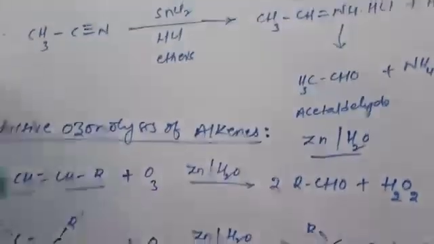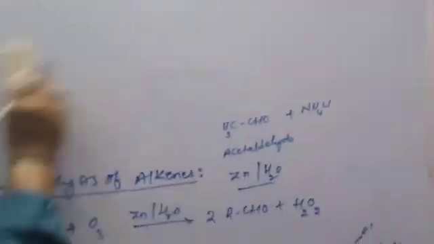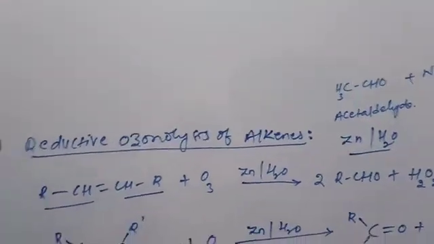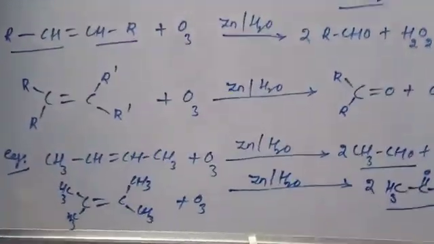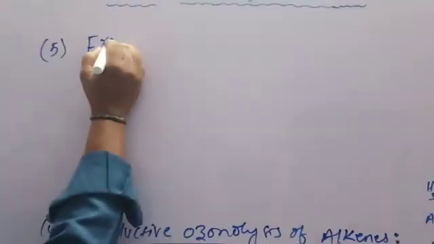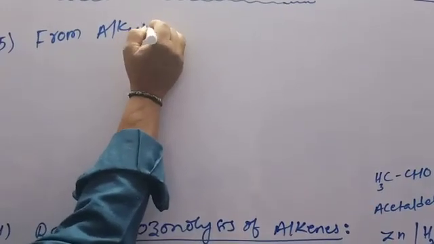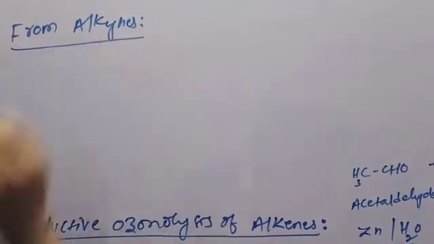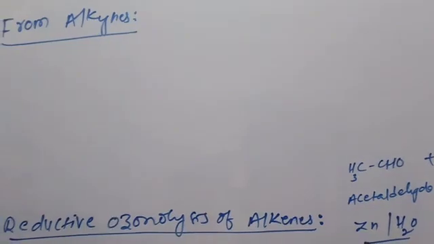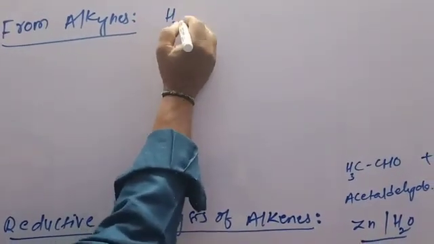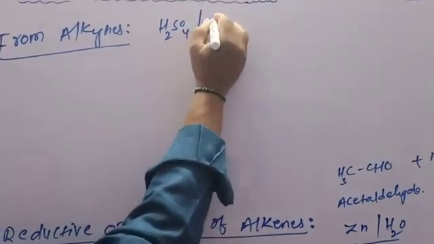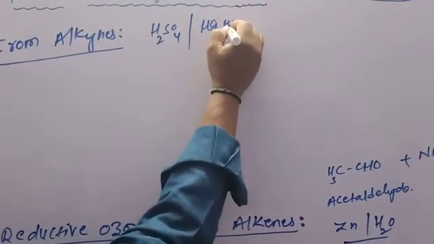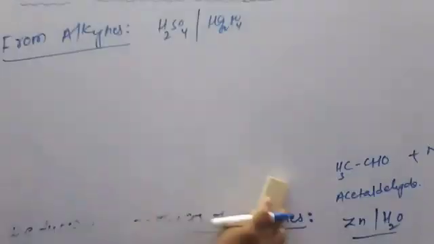So the next preparation method is the preparation of aldehydes and ketones from alkynes. The fifth method is the preparation of aldehydes and ketones from alkynes. Generally, this reaction takes place in the presence of sulfuric acid, H2SO4, and mercury sulfate, Hg2SO4.